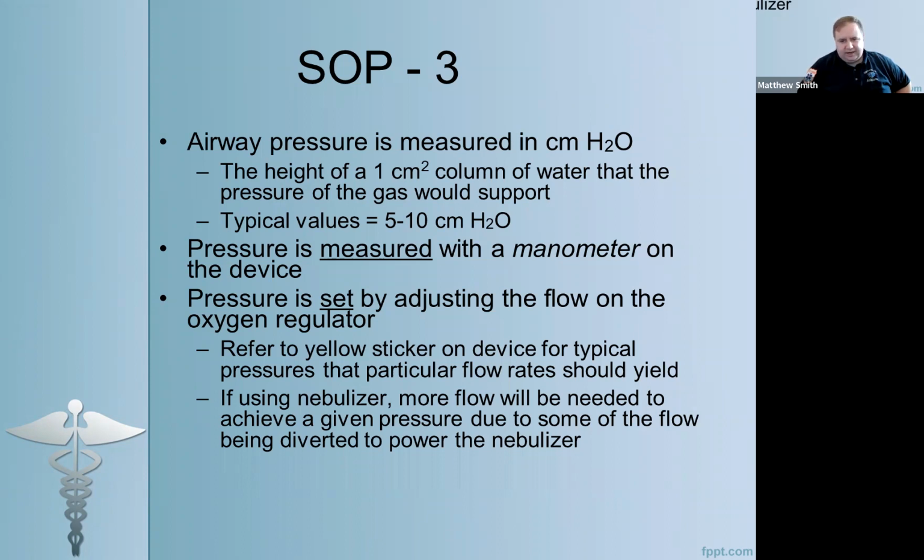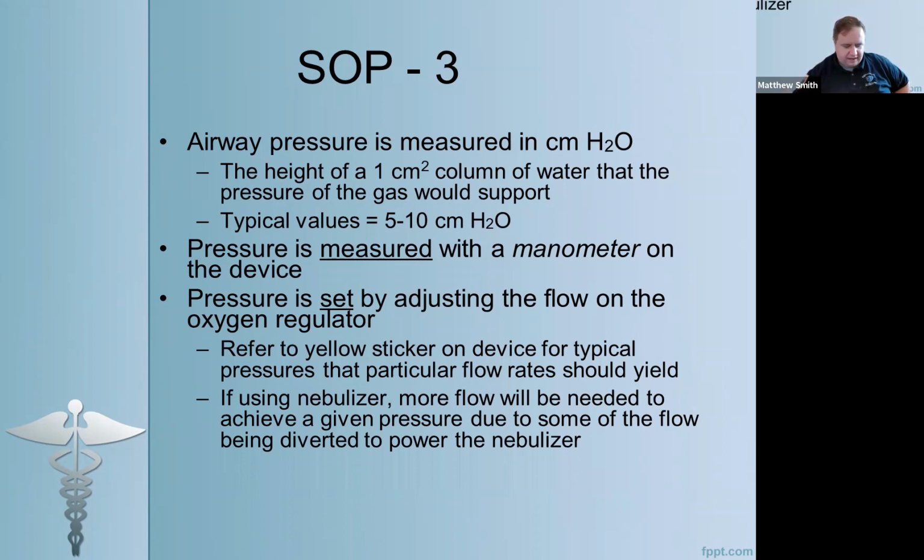You'll know what you're delivering because there's a gauge, called a manometer, on the device that measures the pressure it's putting out. So you'll be able to see in real time what pressure is being delivered. You can adjust the pressure by very simply adjusting the flow on the O2 regulator. It's nothing on the mask or the device itself. It's all done at the site of the regulator.